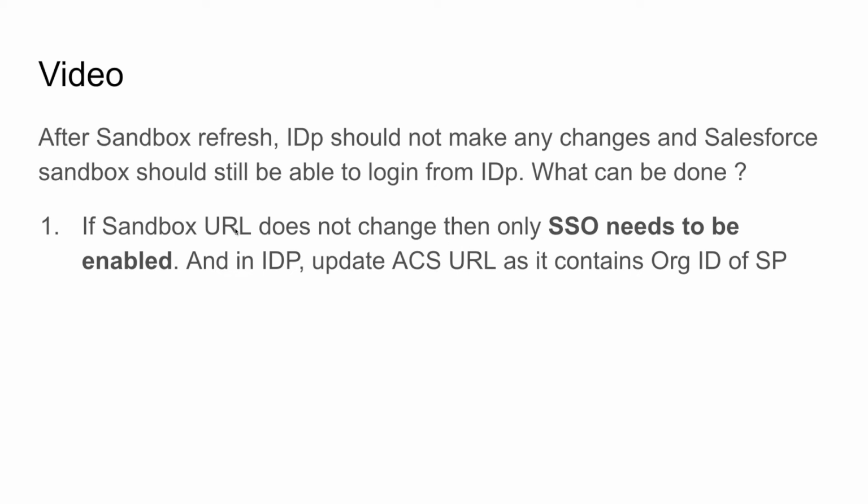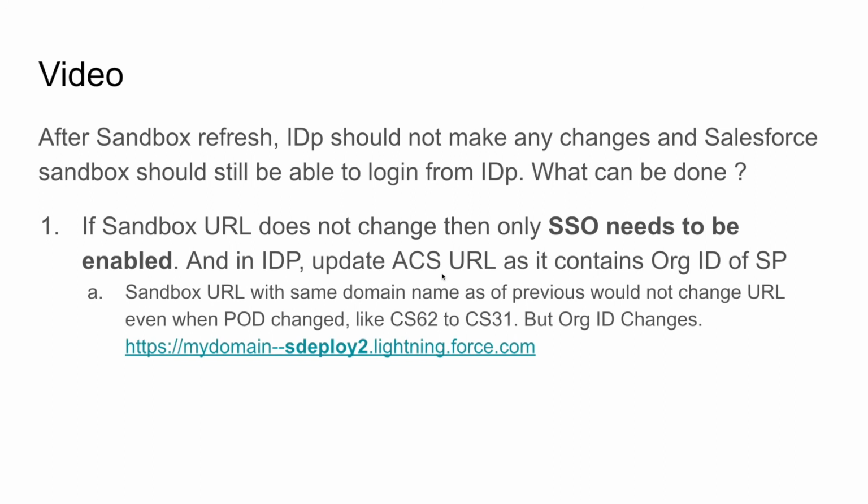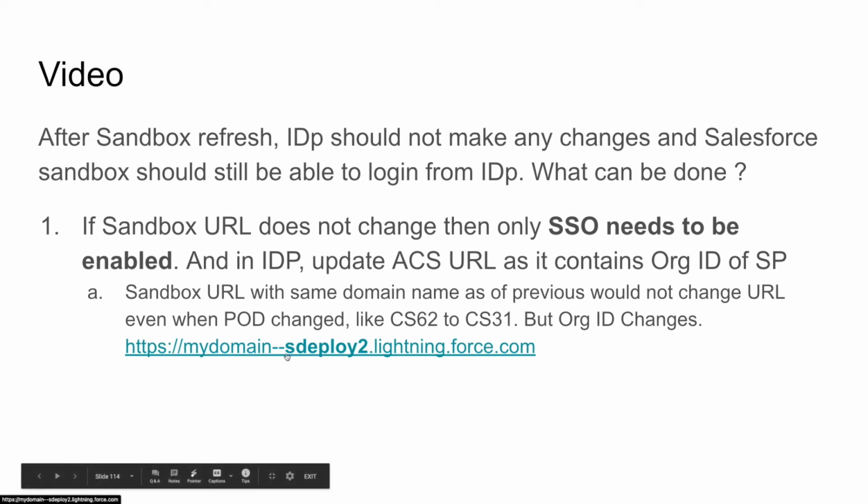And when the sandbox URL does not change, of course its name and everything remains the same. The My Domain of the sandbox remains the same. The problem is, in the IDP we have to update the ACS URL, as it contains the org ID of the sandbox. For example, the sandbox URL will have the same domain name as the previous one, so it would not change the URL, even though the pod like CS62 changes to CS731. The problem is the org ID would change. So for example, this My Domain, double dash, is basically the sandbox name. It would not change. But in single sign-on, when you enable the service provider, it appends the org ID, which gets changed on the sandbox refresh.